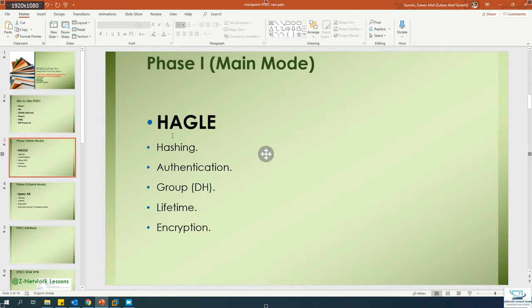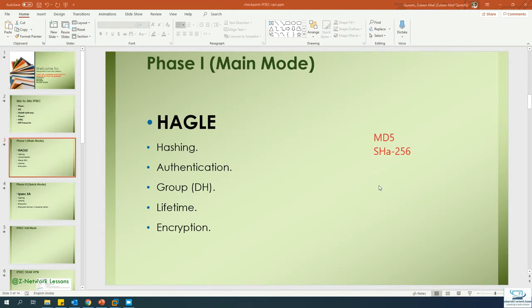What is defined in phase 1 is, you can remember by the word HAGLE. H stands for hashing. The first thing that you define in phase 1 is your hashing. Then you have authentication. You have to define the authentication type. Is it pre-shared or is it certificate based, RSA? Inside hashing you again have different options. So you would have your MD5, you would have your SHA, and SHA has again different flavors, SHA 256, and so on. And then authentication, I told you already, pre-shared and RSA.